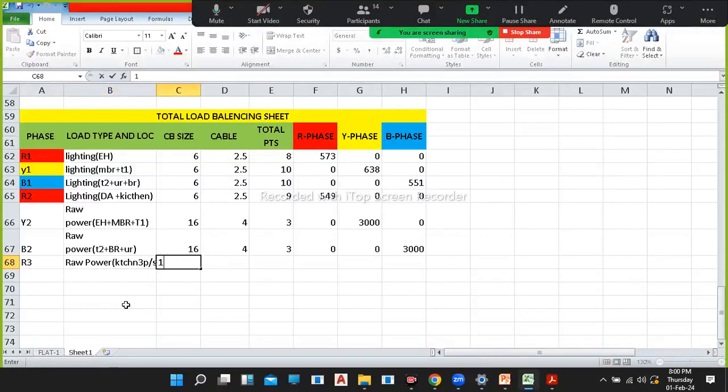So 16 amps. Same the circuit breaker. 4 square mm is a cable. 3 points. And the load should be in R phase. That is 3000. Okay, then 0, 0. Okay. Now coming to R3, Y3, and the next is Y3.